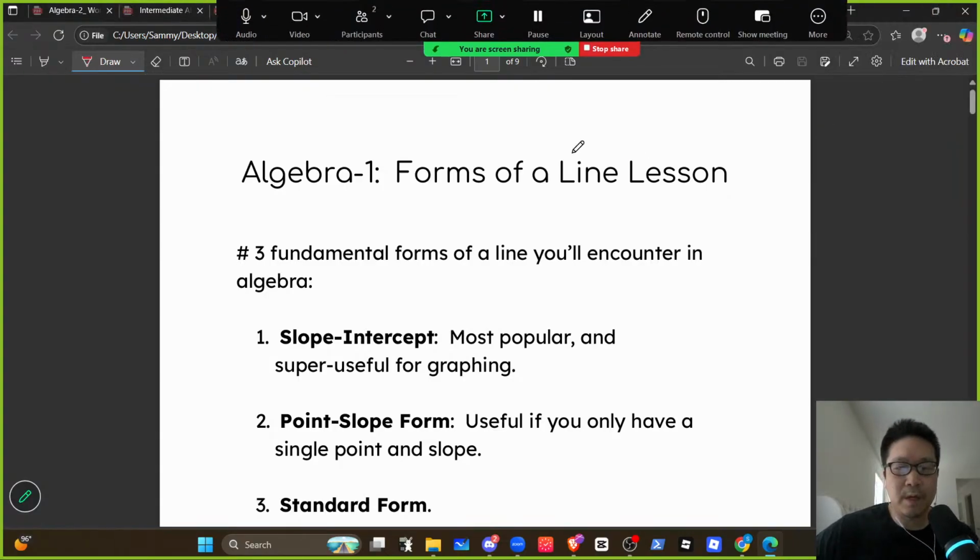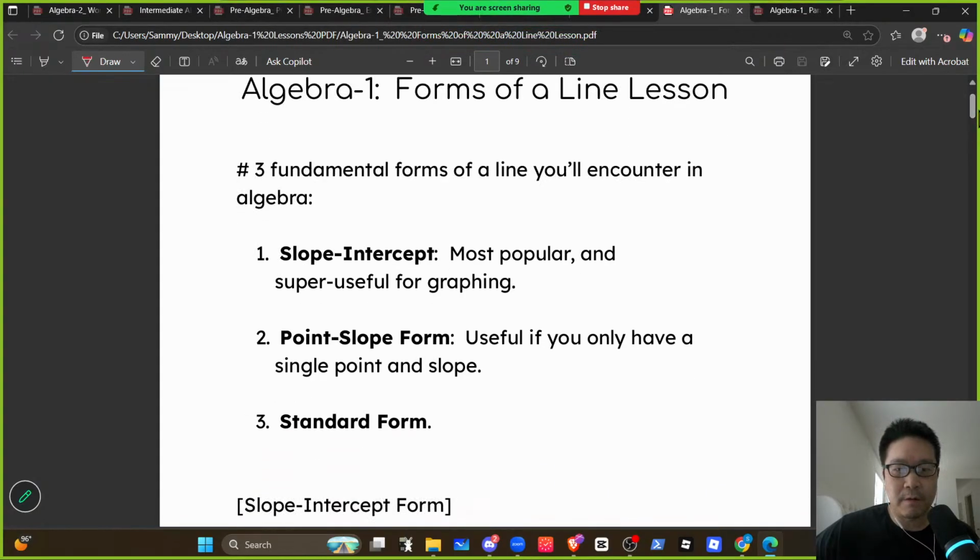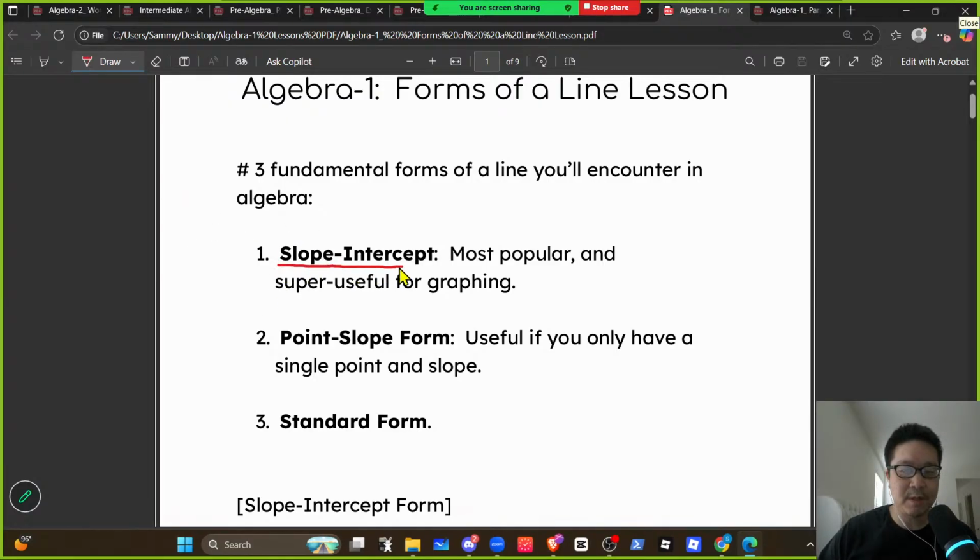Today's lesson is going to be on the forms of a line. There are three fundamental forms of a line that you need to be familiar with. The first one is the slope intercept form, and this is going to be the most popular and most useful, especially for graphing, because slope intercept form is going to give you the y-intercept and the slope. Given a y-intercept and a slope, you can graph pretty much any line very easily.